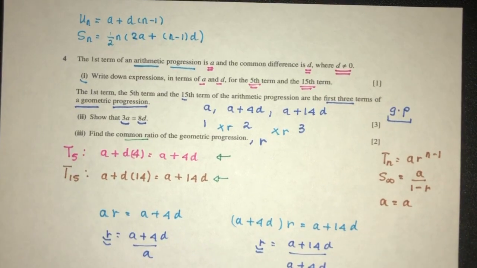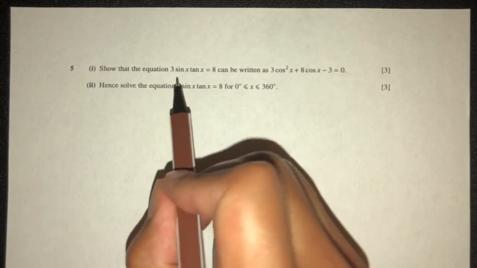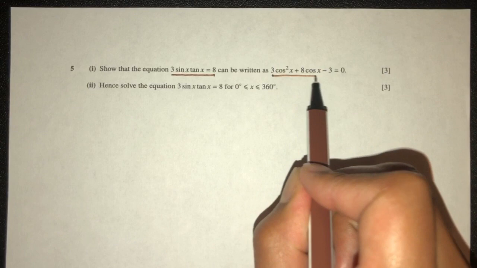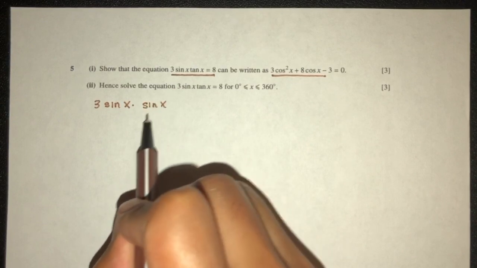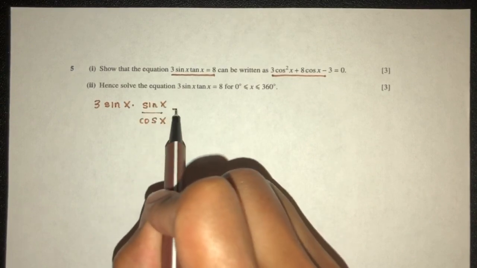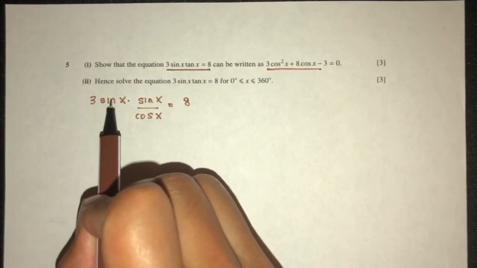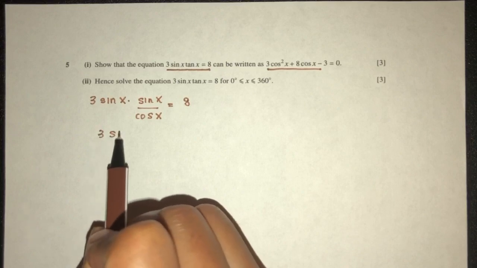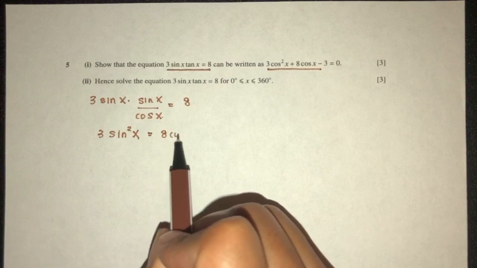Okay, and this is the question number 3 for this GP question. Let's move on to the next question. So here we have to show that the left hand side equal to the right hand side can be written in this form. So we have to simplify this into this. So step by step, here we have 3 sin x. Now what is tan x? It is sin x over cos x is equal to the value of 8. Now we can obviously simplify. Sine times sine will be 3 sine squared x, and we can send this over here. Obviously that will become 8 cos x.